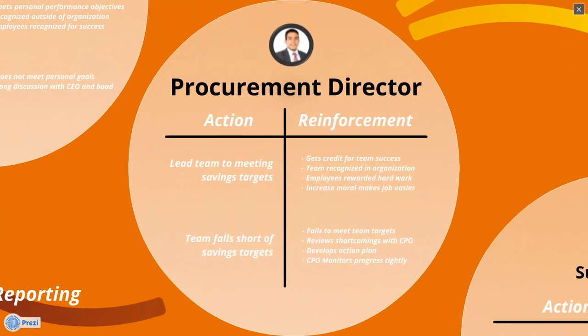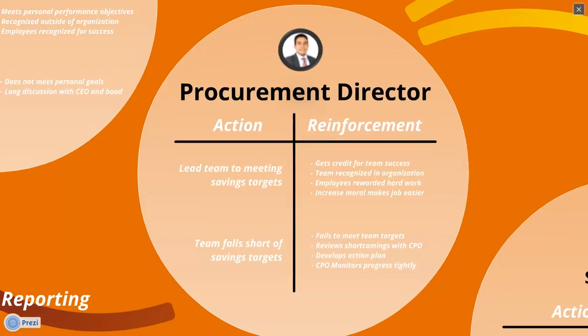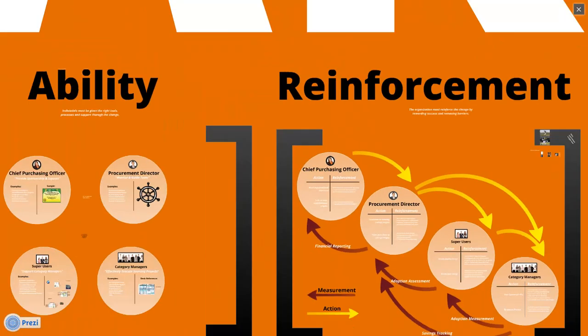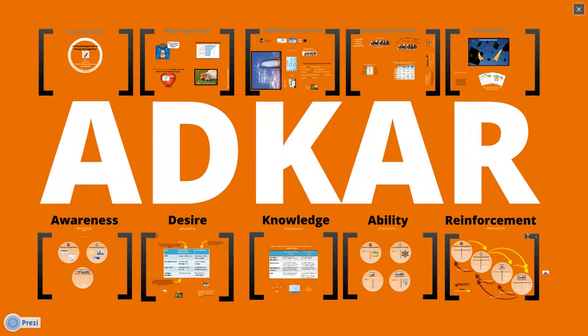The measurement and action loop continues as we move to the director, but the measurement becomes much more traditional in nature. Finally, ending at the CPO and direct impact upon financial performance. And that is how we take a little tool called ADKAR and apply it to making your organization more successful at adopting new solutions. I hope that you found this session useful.